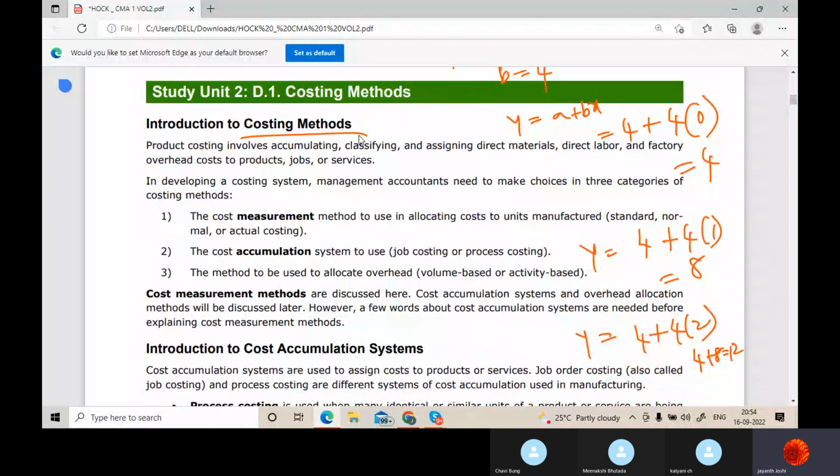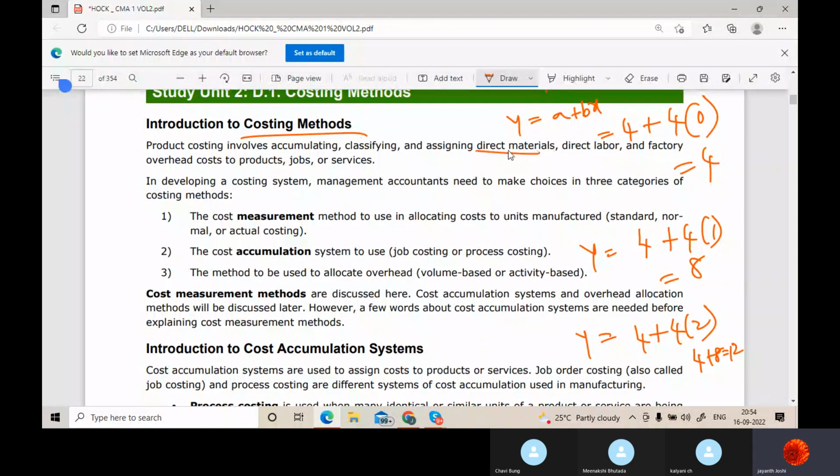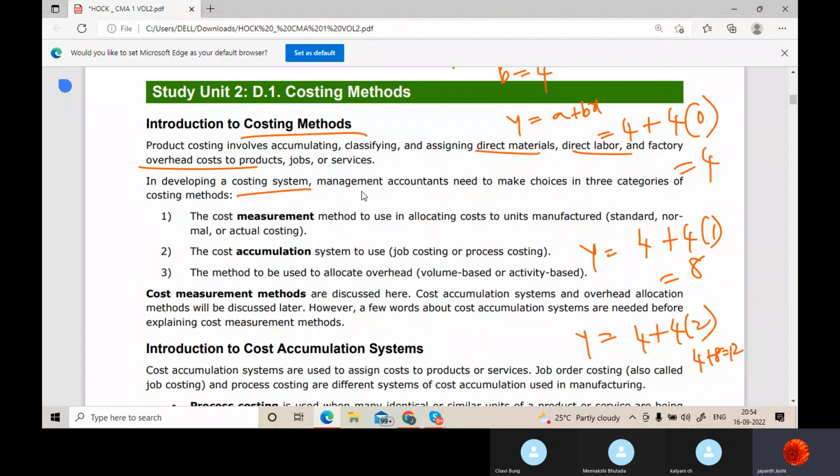When you make a product, you make it with three things: direct material, direct labor, and overhead cost. So in developing a costing system, management accountants need to make choices in three categories of costing methods. Cost measurement method, to use in allocating cost to units manufactured. That means how will you allocate the cost? That means whether you'll be using standard, normal, or actual costing. We'll be discussing about these three methods.